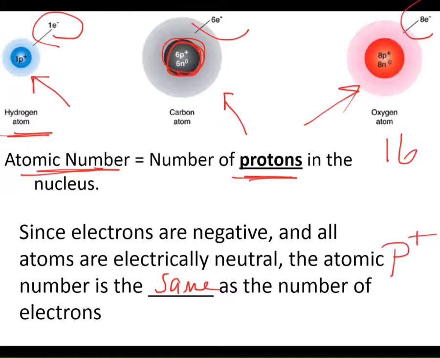Atomic number is the number of protons, right? So another way of saying it is, I'm telling you that all atoms that we dig up in the backyard are going to be electrically neutral. That means the number of positive charges will equal the number of negative charges. The number of protons, the atomic number, will equal the number of electrons. Fair so far?